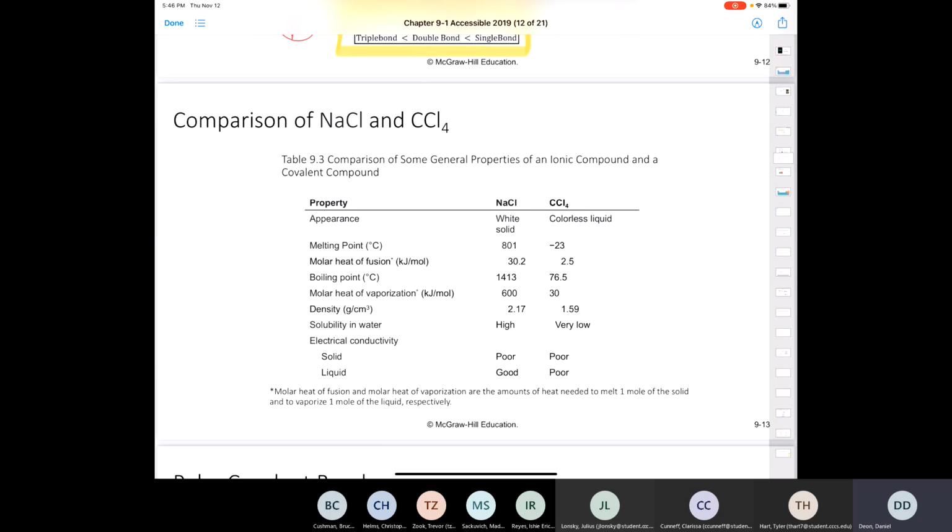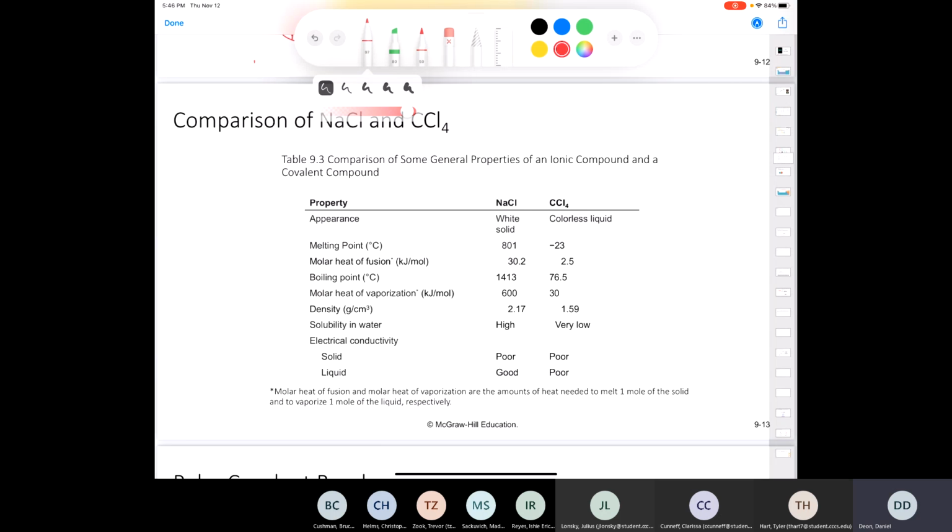Let's compare sodium chloride and carbon tetrachloride. Sodium chloride is an ionic compound because it's comprised of a metal and a nonmetal.